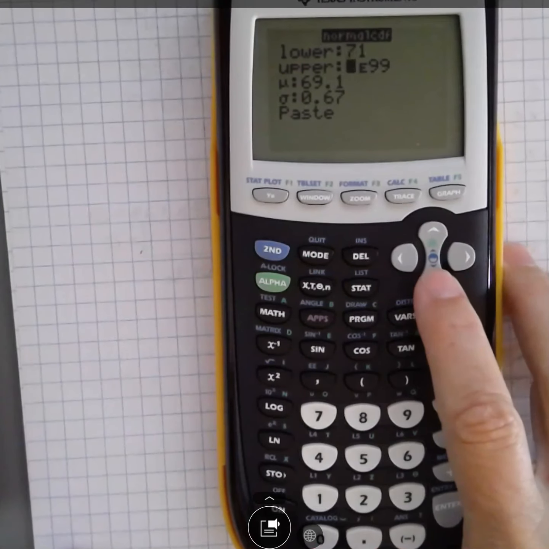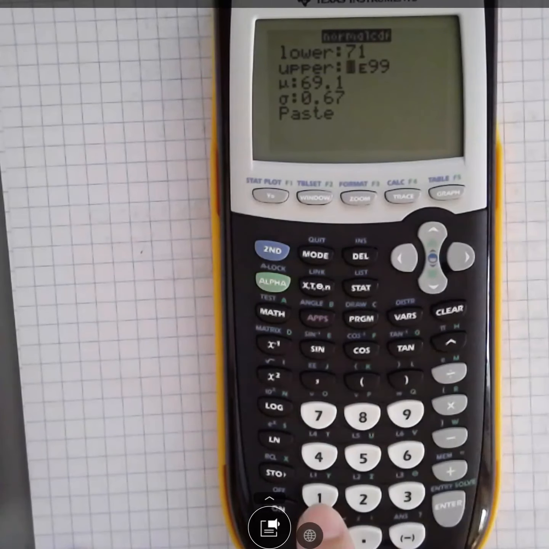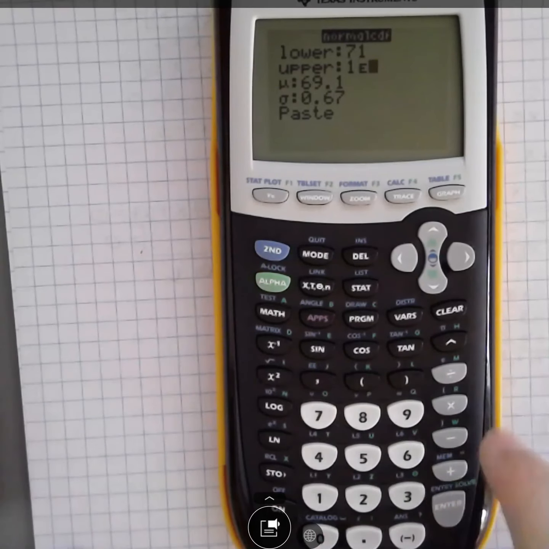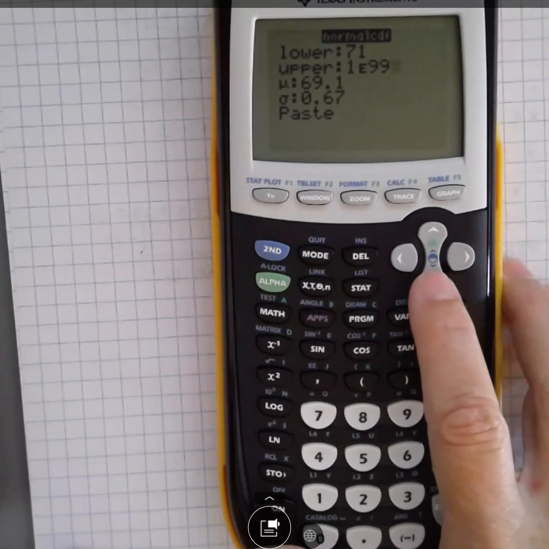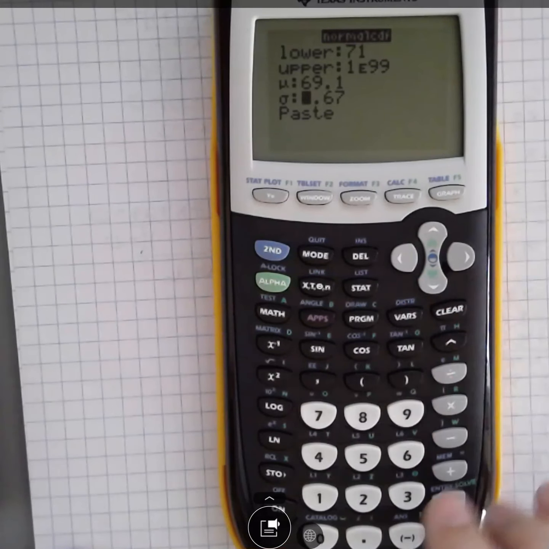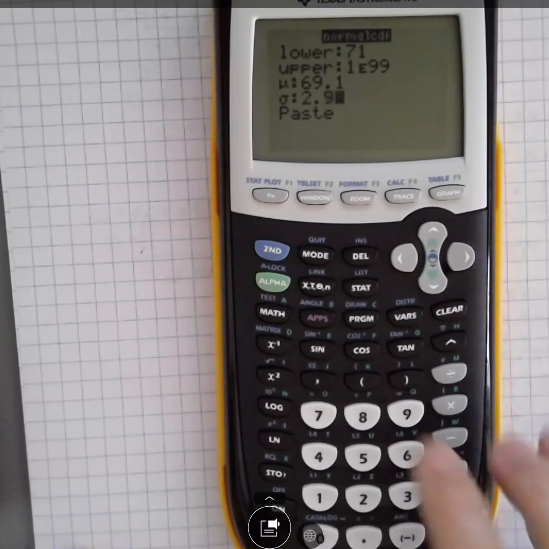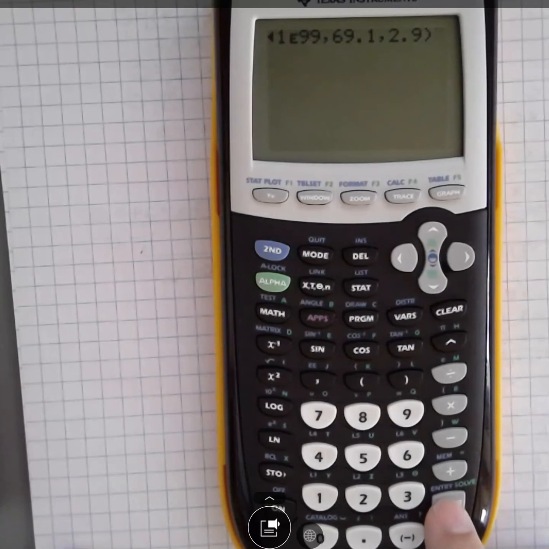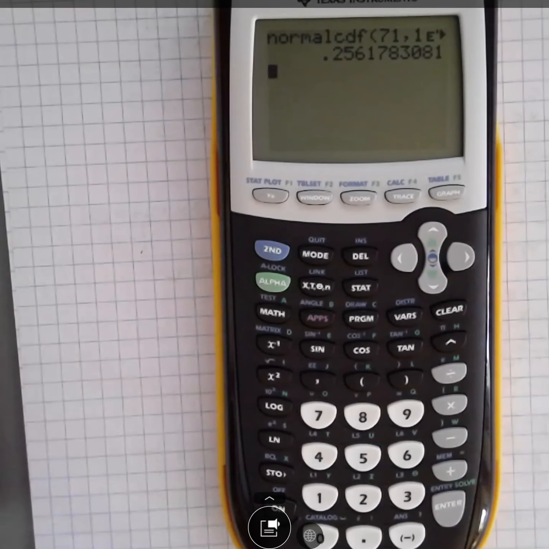Our upper bound is 1E99. How you put that in is 1, and then second function with the one above the comma, EE, and then 99. Basically, that takes you out to infinity. And then your mean is 69.1, and your standard deviation is 2.9. So then you're just going to hit enter twice, and that loads it into the computer, and then hit enter one more time, and you get that 25.62 amount.